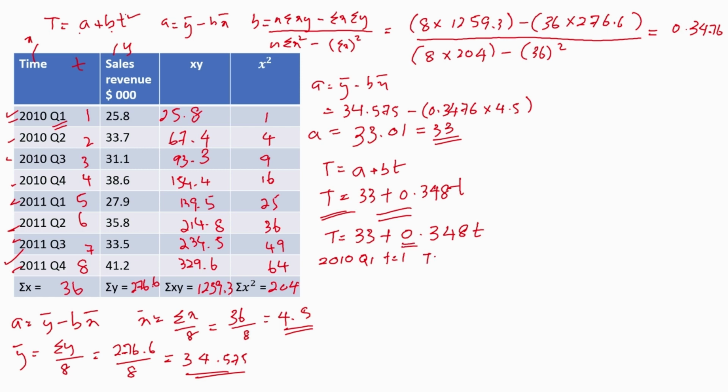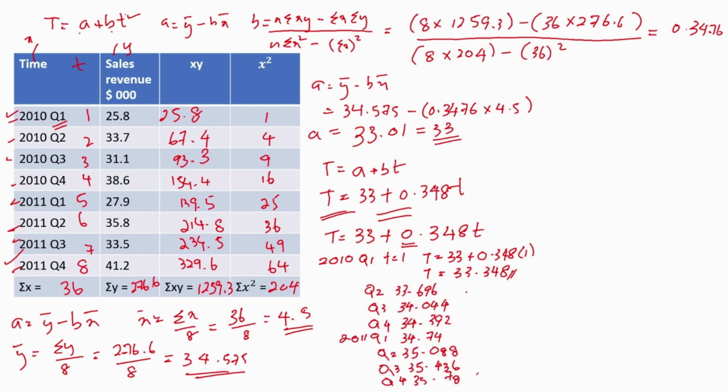Let's assign t equals 33 plus 0.348 multiplied by 1 because the time period is 1. So the trend value equals 33.348. Likewise, now we have to assign the simple t value for each time period and find the trend value for each time period. So now we have all the trend values for each time period. Now we can calculate the variances for each time period.